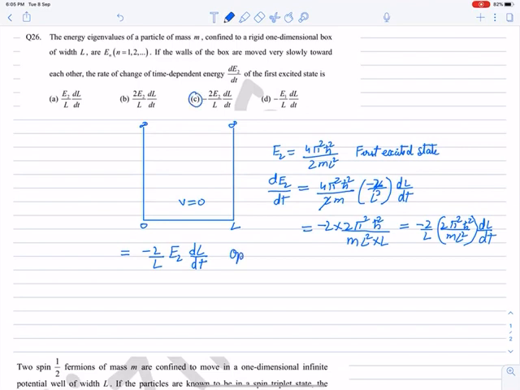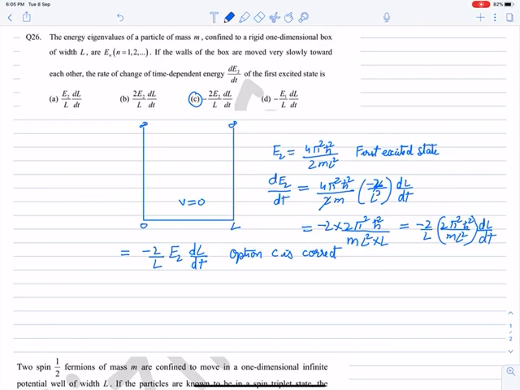So option C is correct. Now this is a very easy question of, I think, 3.5 marks. So you can easily get this question.